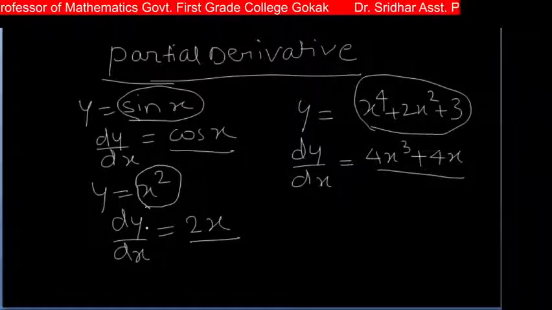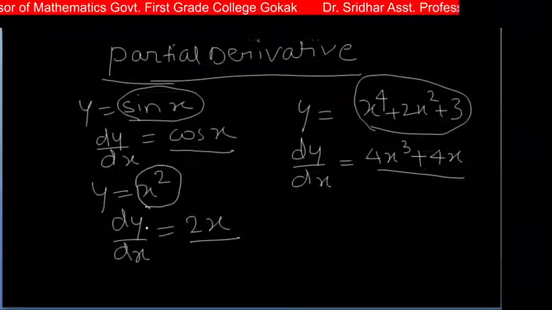Now see here, partial derivative means whenever there exists a function which is a function of more than one independent variable. So suppose that z is equal to say f of x y, here z is a function of two variables, x and y, two independent variables. That is more than one independent variable, correct?